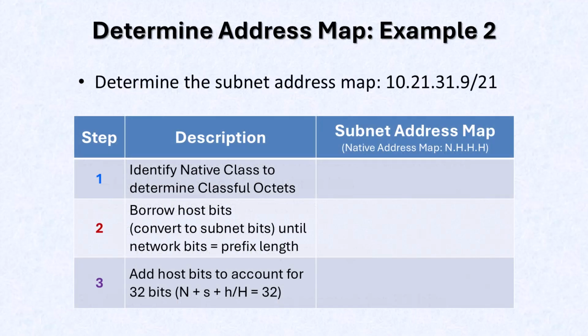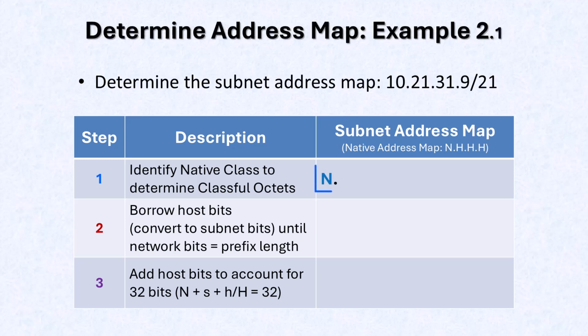Let's look at example 2. Given the address 10.21.31.9/21, we will determine the subnet address map. Step 1 is to identify the native address class. Since the first octet is 10, the native class of this address is Class A. Since Class A addresses have one classful octet, the first octet, we will start with one uppercase N.